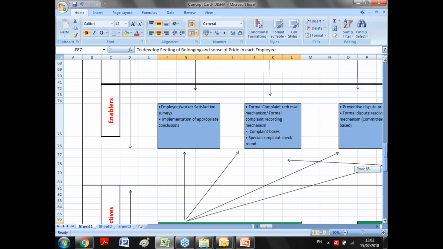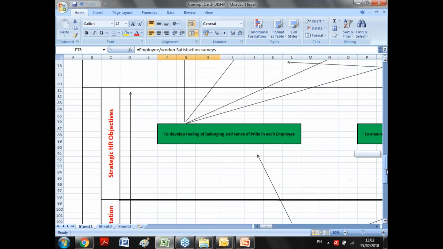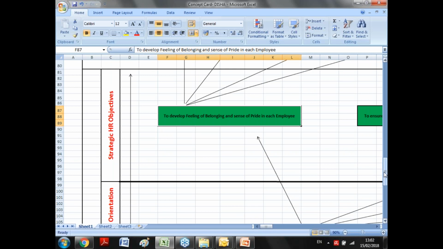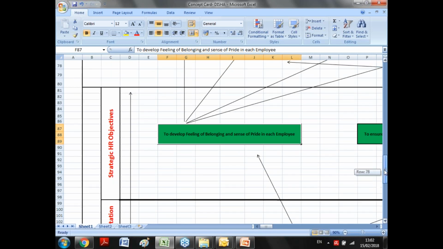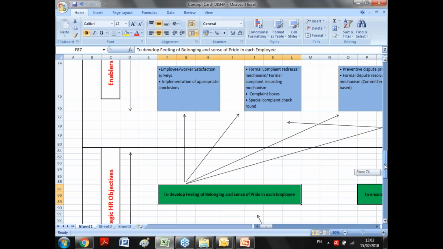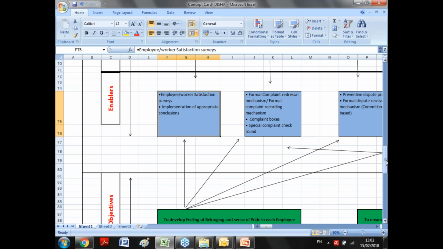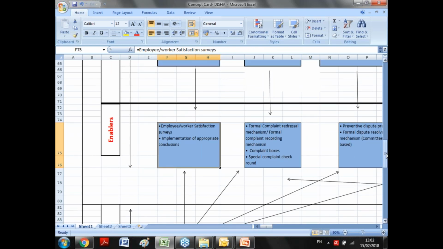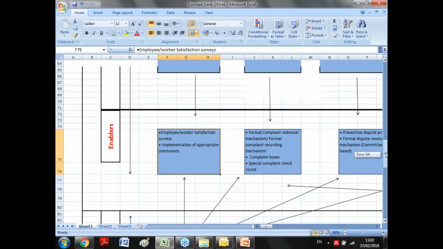Accordingly, we deduce the enablers. Say, for example, how can we say that yes, our employees are feeling the belongingness and sense of pride? There is a belongingness and sense of pride in each employee if our worker satisfaction and employee satisfaction surveys are driving the required results. So these are the enablers basically.